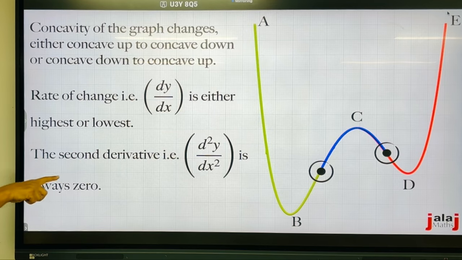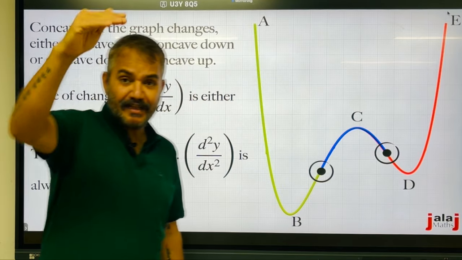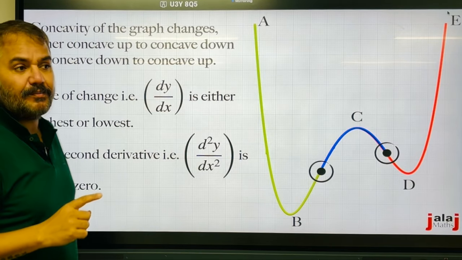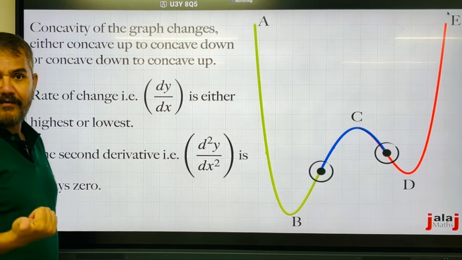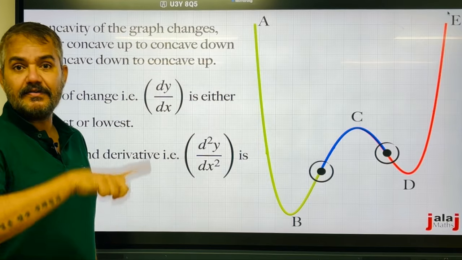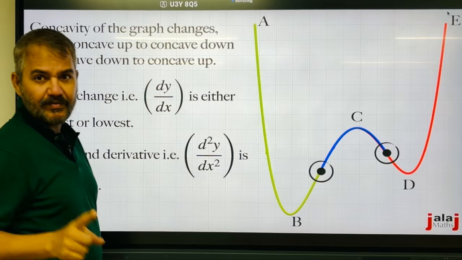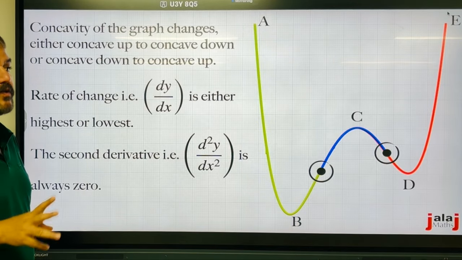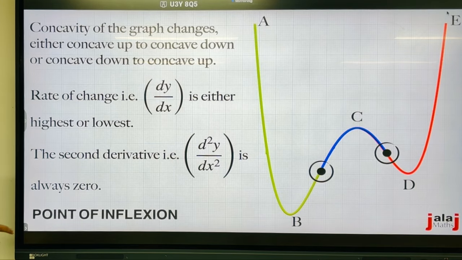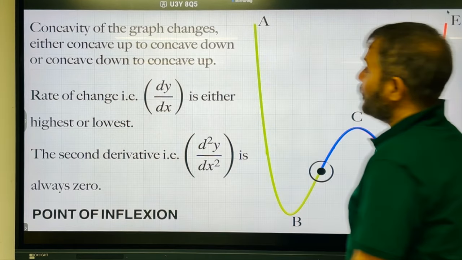So second derivative is always 0 because dy by dx is either highest or lowest. So going back to the concept of maximum, minima or stationary point, when dy by dx is highest, its derivative will be 0. When it is lowest, its derivative is 0. So always remember that second derivative, that is d2y by dx squared, is always 0 at these points. And these special points are called points of inflection. Moving further.